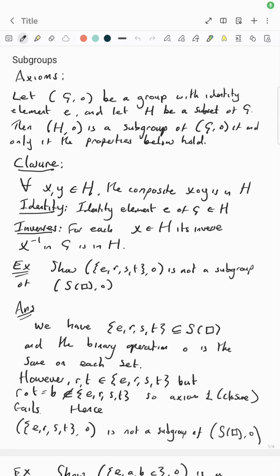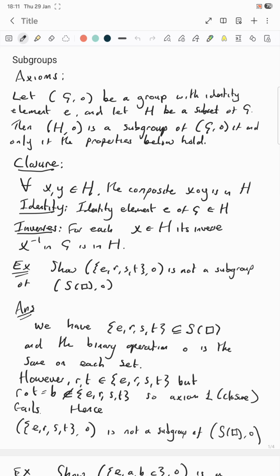Subgroups, the axioms. We'll let G under composition be a group with the identity element E, and let H be a subset of G. Then H under composition is a subgroup of G under composition if and only if the properties below hold. So as usual, closure, identity and inverses.